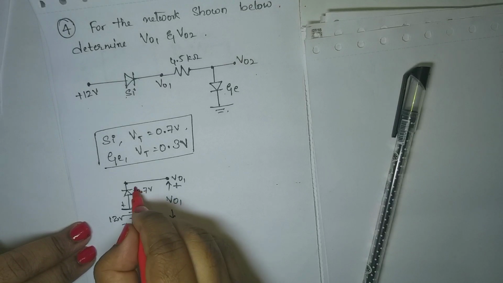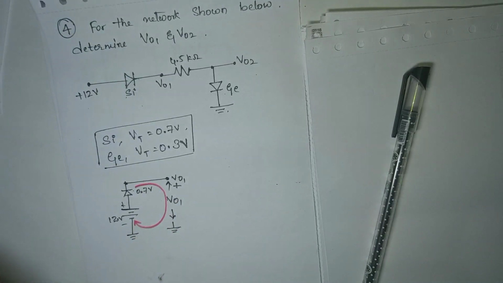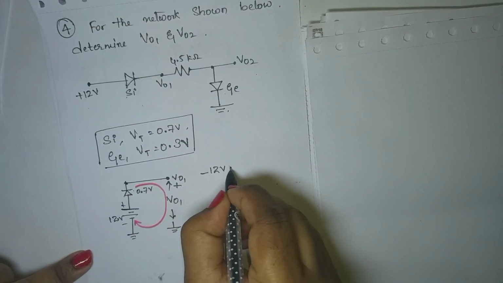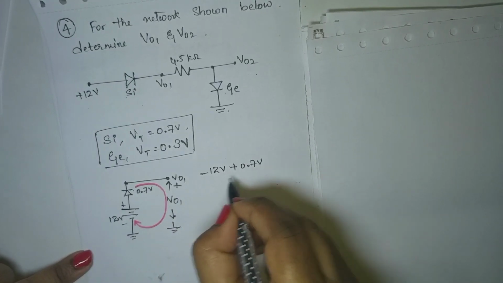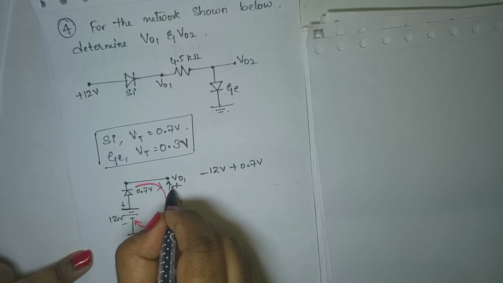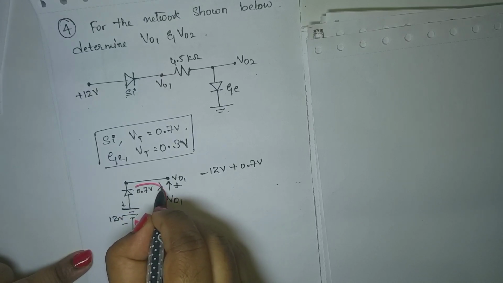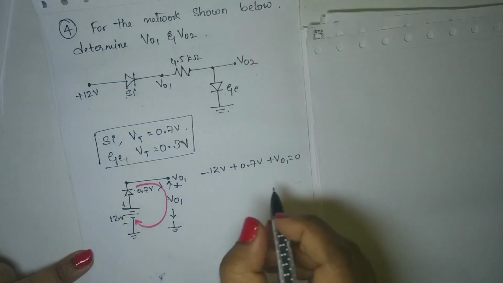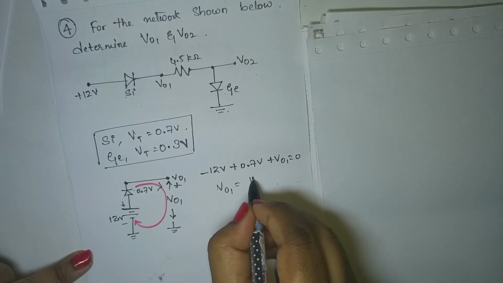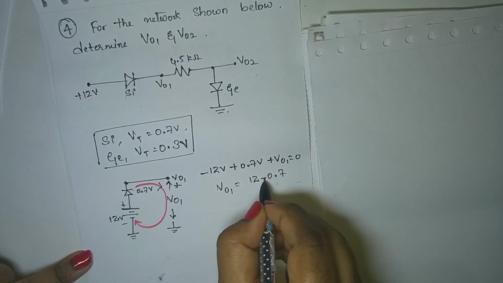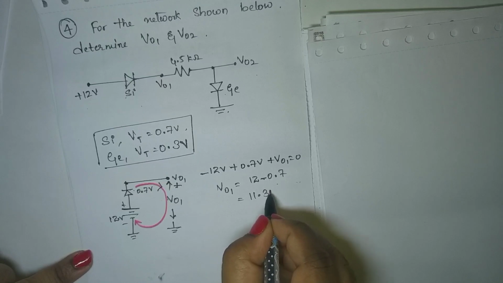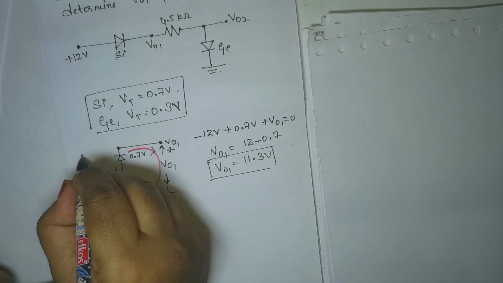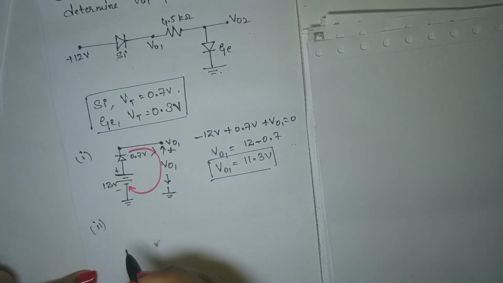Now let me take a loop and calculate it. Here I'll be getting minus 12 volts plus 0.7 volts, and if you just go like this, positive arrowhead is meeting with the positive, so plus V01 equal to 0. V01 is equal to 12 minus 0.7, which is 11.3 volts. Simple, right? So this is the first step.